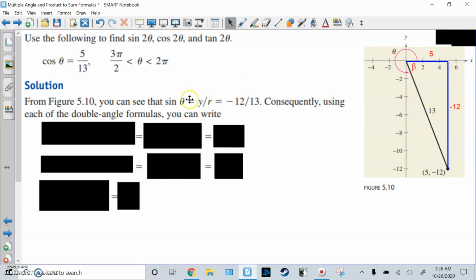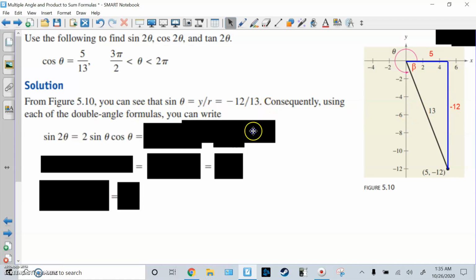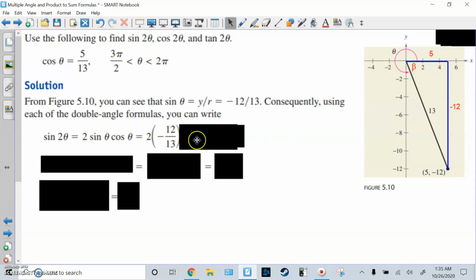They say you can tell that sine of this angle is O over H. It's negative 12 over 13, so it came from the picture. Then we do all the double angle formulas for it. So sine of double theta is really 2 times sine theta cos theta. So 2 sine of theta, we know it's O over H, that's negative 12 over 13. And then cosine theta is A over H, that's 5 over 13. Multiply, combine like terms, and reduce, and get that.